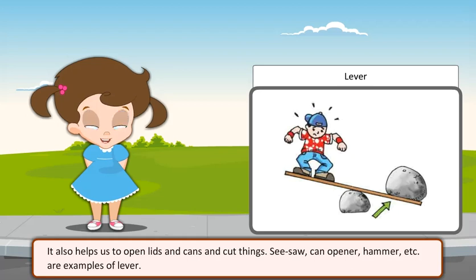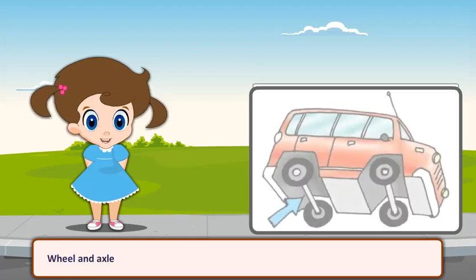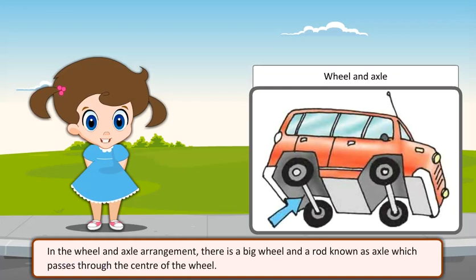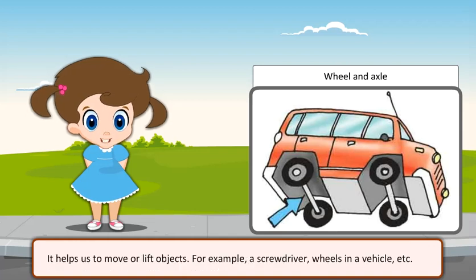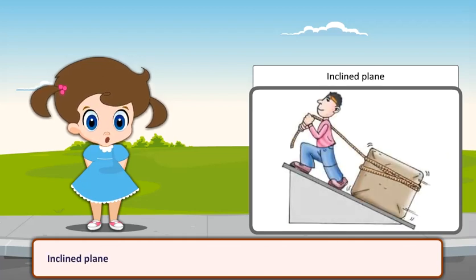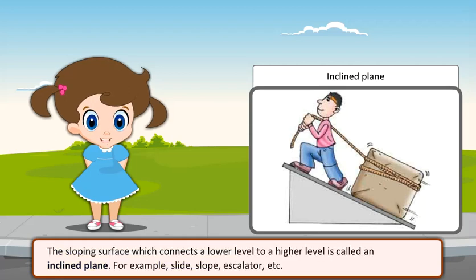are examples of lever. Wheel and axle. In the wheel and axle arrangement, there is a big wheel and a rod known as axle which passes through the center of the wheel. It helps us to move or lift objects. For example, a screwdriver, wheels in a vehicle, etc. Inclined plane. The sloping surface which connects a lower level to a higher level is called an inclined plane. For example, slide, slope, escalator, etc.